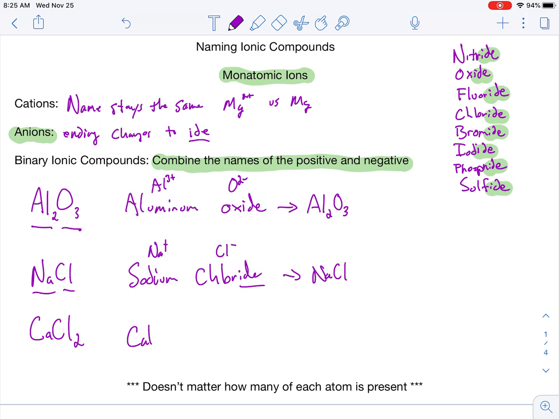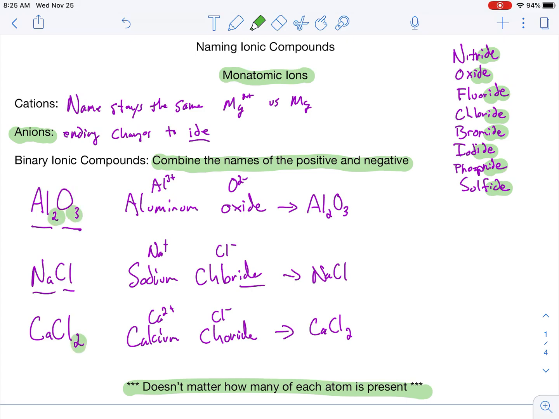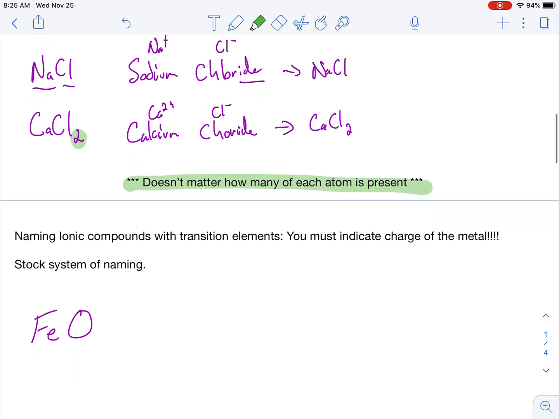And then we have CaCl2, that's going to be calcium chloride. Calcium, Ca2+, chlorine, Cl-. I can still get the same formula unit, CaCl2, only from the name. Notice how it doesn't matter how many of each atom is present in the name. I never mentioned these subscripts when I named them. That's because they have predicted charges, and because of that, I can figure out those subscripts based upon canceling out those overall charges to have a neutral formula unit or a neutral compound.